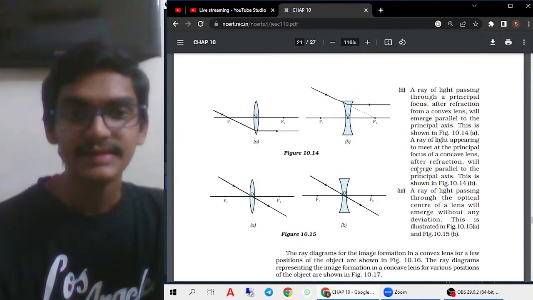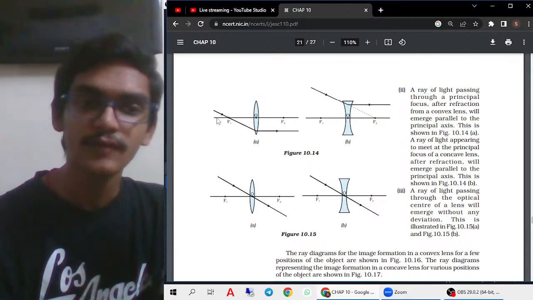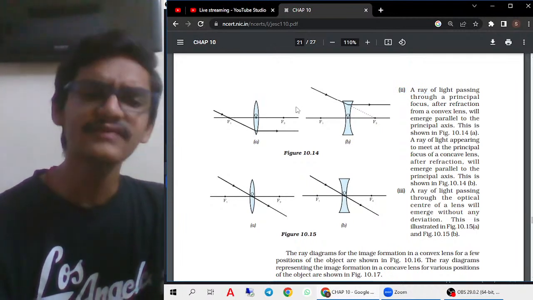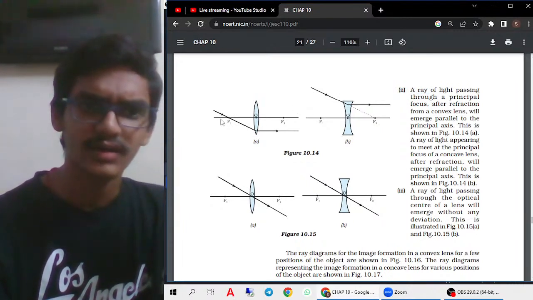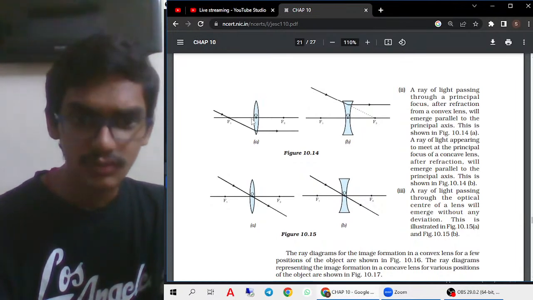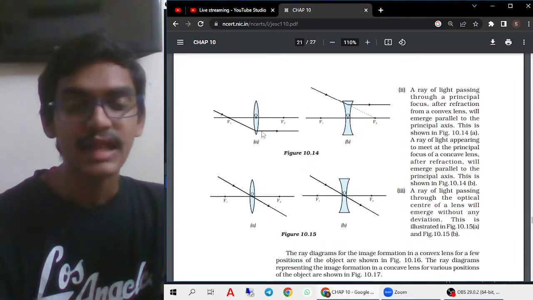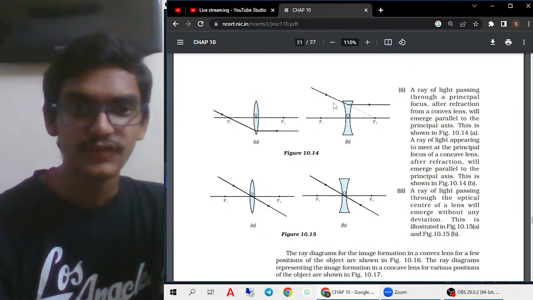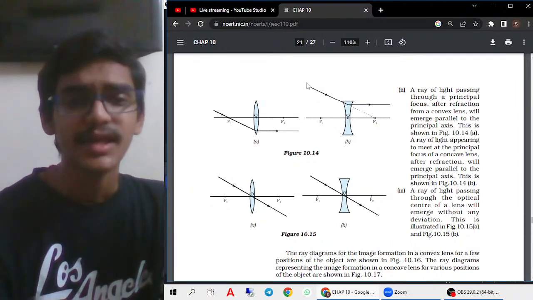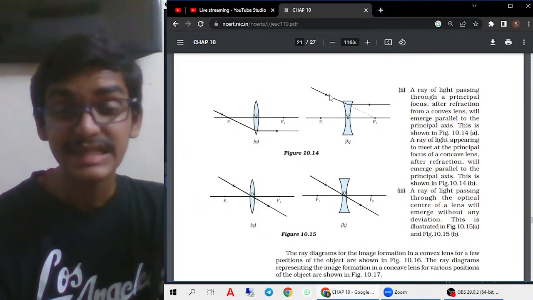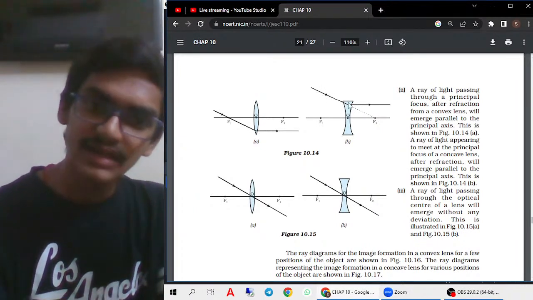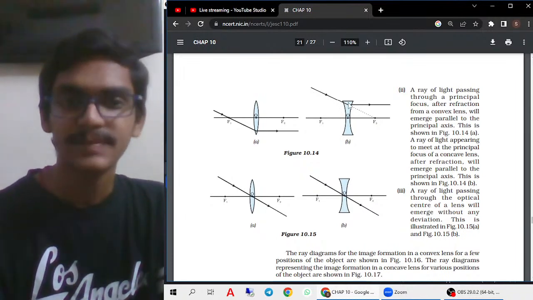The second case is when the light is traveling through the focus, otherwise you can draw whichever way is comfortable. You can draw from here or here anyway. When it is traveling through the focus, then after striking the lens, it will travel parallel to the principal axis. If you see this one also, it is appearing to travel through the focus. After striking the lens, it will travel parallel to the principal axis.